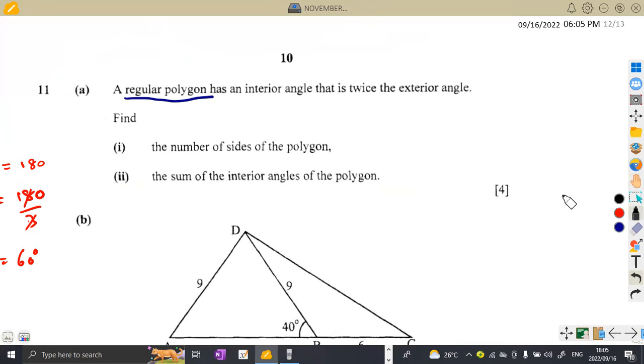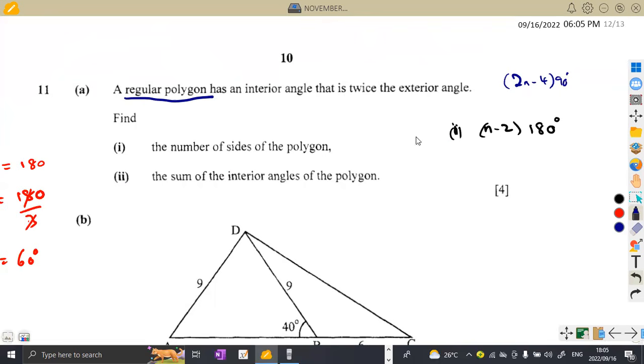Okay, now the sum, which is item 2, we want the sum. Remember the sum of interior angles for any polygon, whether it's regular or irregular, you use n minus 2 times 180, or it can be 2n minus 4 times 90, if I'm not mistaken. So just cross-check your formula.